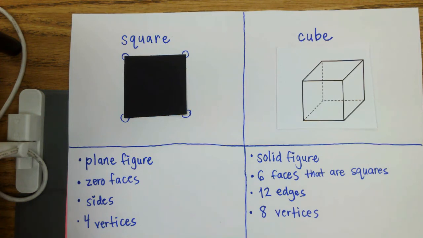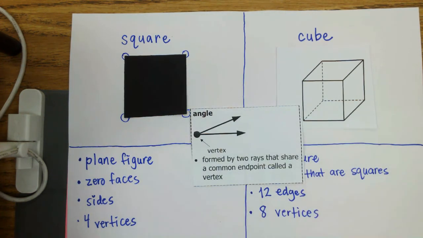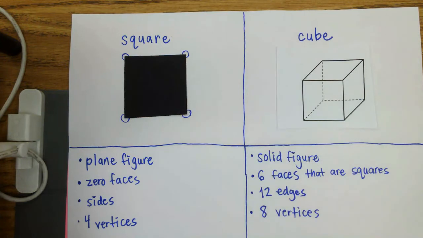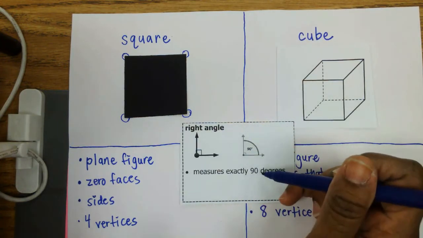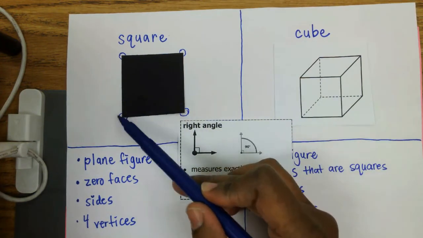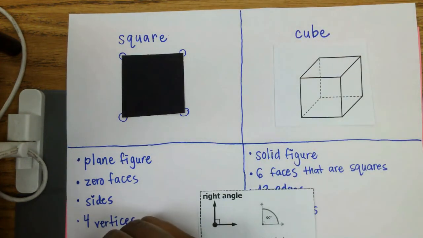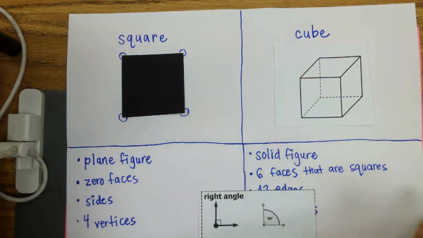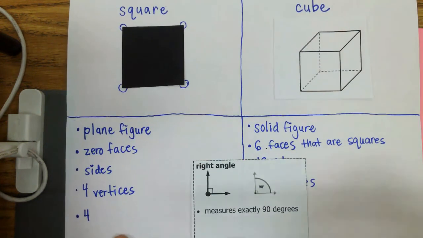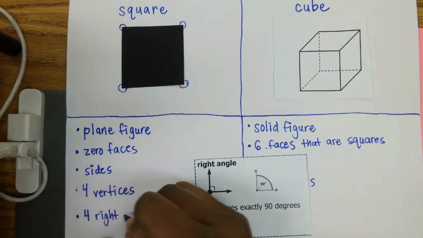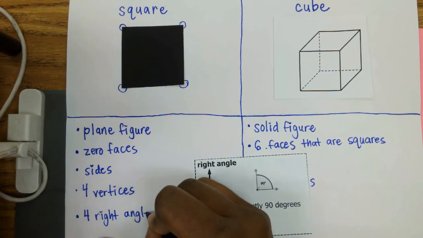All right, the last thing we're going to compare or contrast are angles. An angle is formed by two rays that share a common endpoint called a vertex. And we know that a square has right angles. So they measure that 90-degree angle, which makes sense because all squares are rectangles, and rectangles have 4 right angles. So 4 right angles.